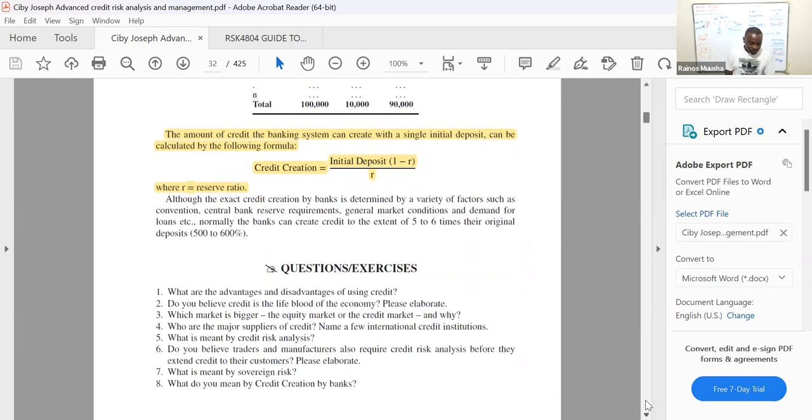So this is where we come to an end when it comes to chapter one of the textbook. Is there any question on what we've covered so far in chapter one? Any questions?